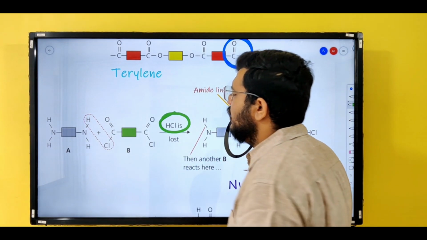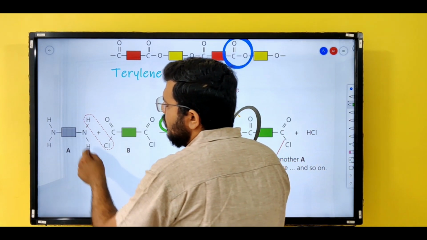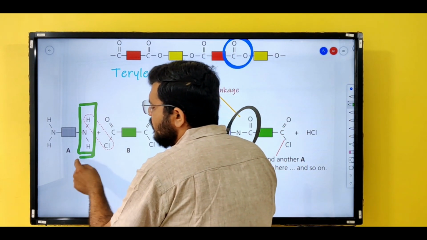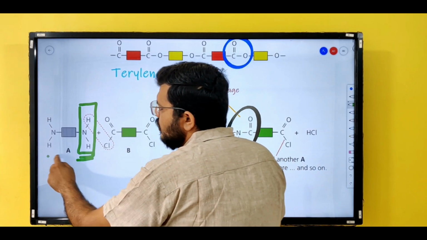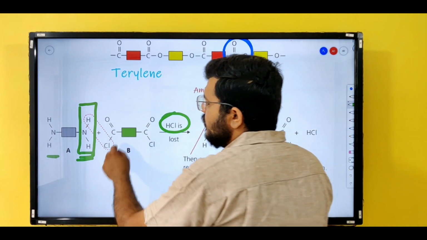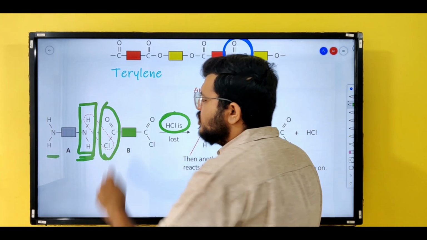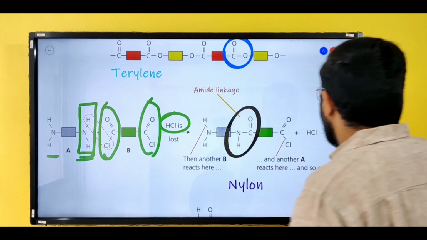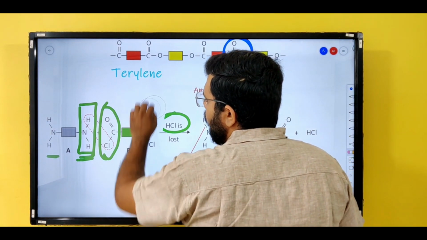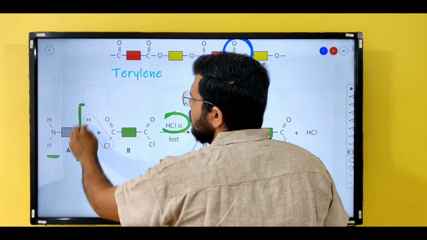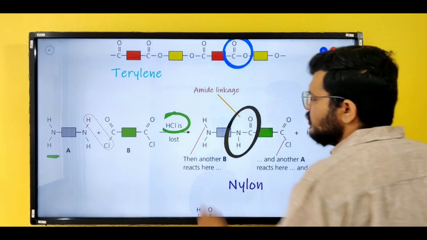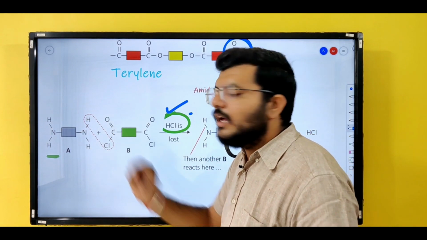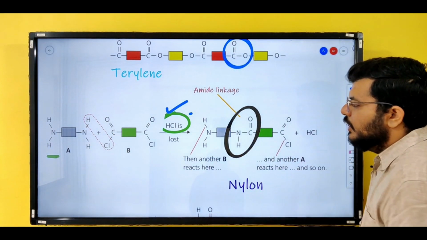In this reaction HCl is lost. Hydrogen is lost from NH2, right? If you observe, there is NH2 on both sides of this molecule, right? There is C double bond O Cl on either side of this molecule. Now what is happening? The HCl is lost. As you can clearly see here, HCl is lost, and this N and carbon form the bond.